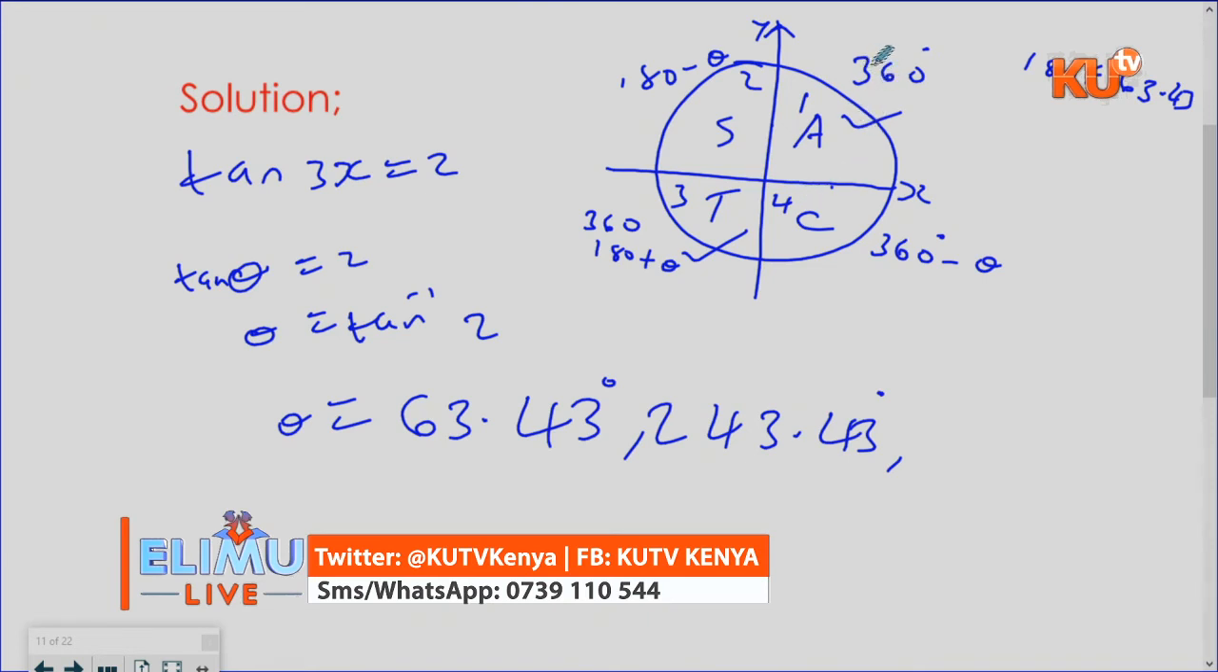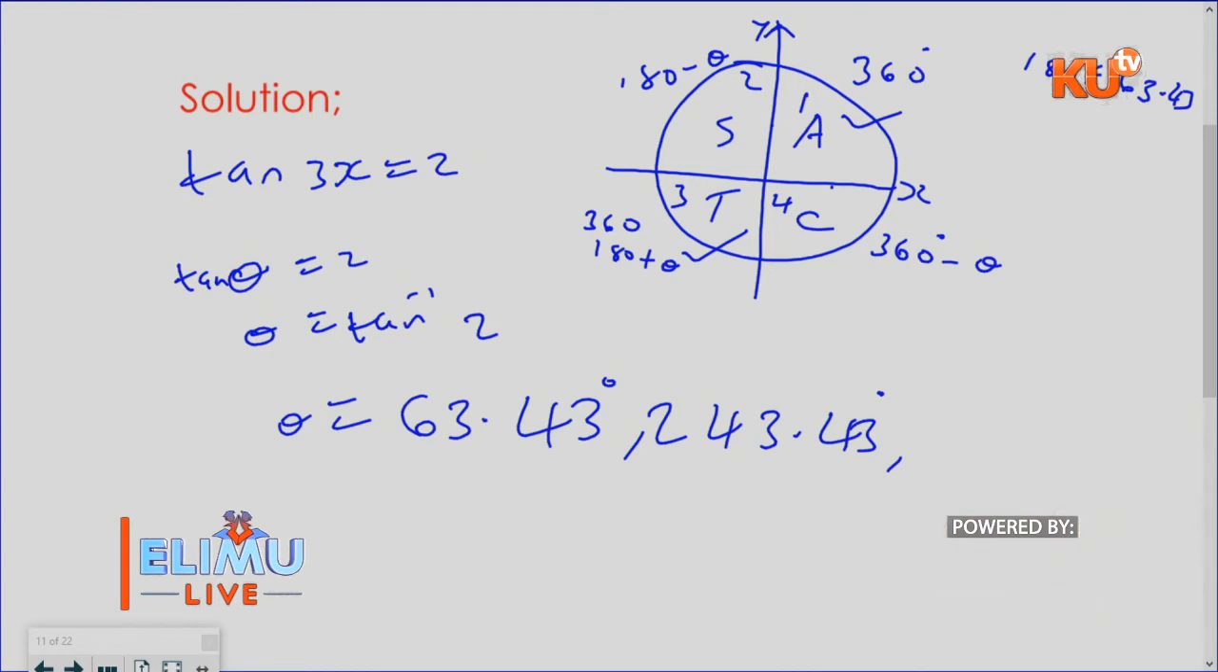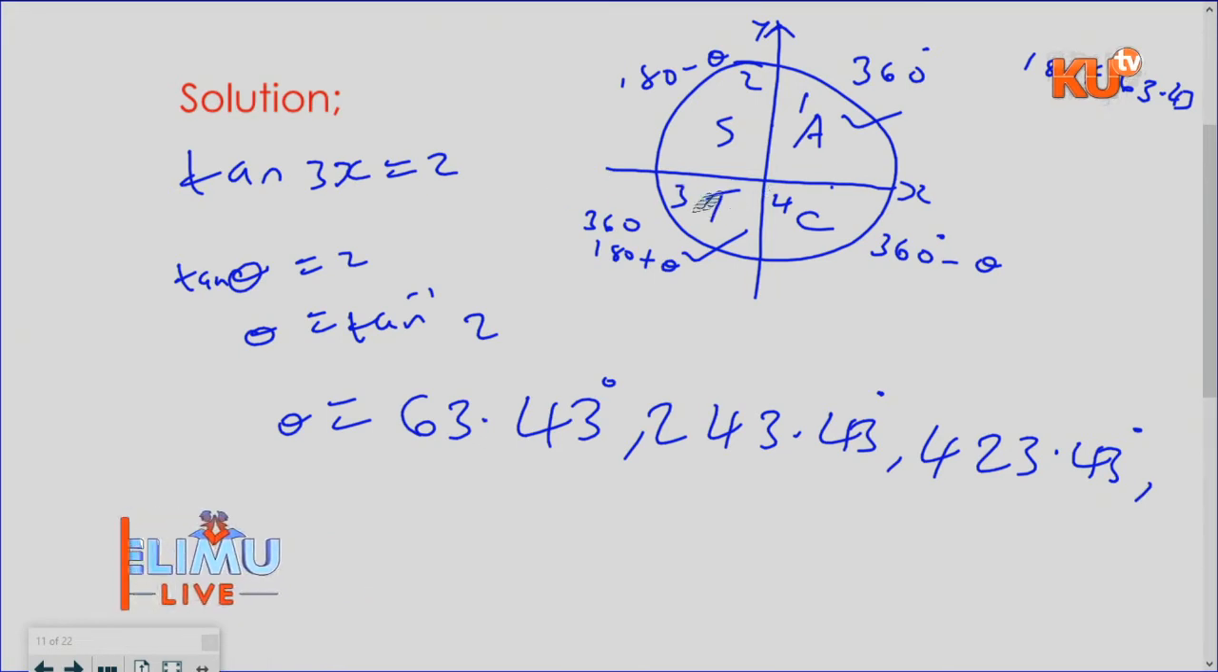So we shall have 360. I hope you know where this 360 is coming from, because now this is the second lap, not the first lap. So you'll have 360 plus our theta. So you can work out that one. 360 plus our theta, which is 63.43. That will give us, what are you getting, learner? You'll get 423.43 degrees.